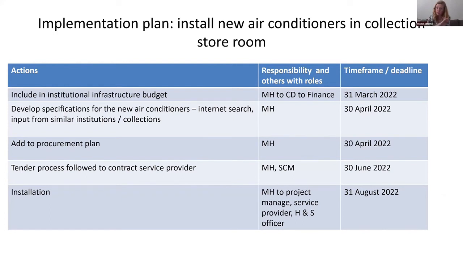So I have to first make sure with everyone that there's budget, get it into the institutional budget. And I do that, but I'll have to speak to my boss, and I also have to speak to finance. And then we have to develop the specifications, so how big, how powerful, how many. I've actually done specifications for air conditioners. You learn a lot by looking on the internet, by asking people. And then it has to go into the procurement plan, and then there has to be a whole tender process. And I work with SEM for that. And then once we select the service provider, they come and do the installation. And so for each of your options, each of your actions, you need this implementation plan.